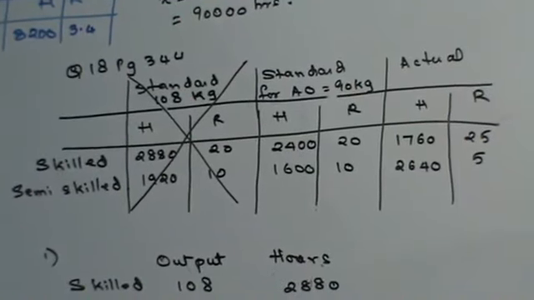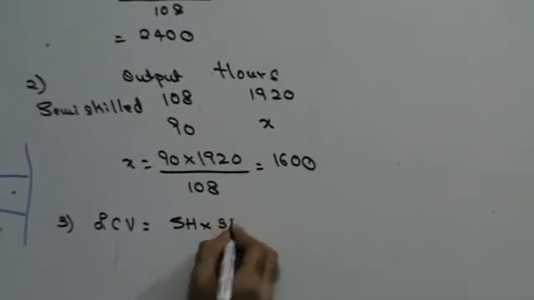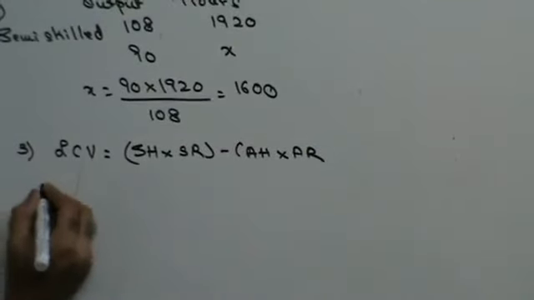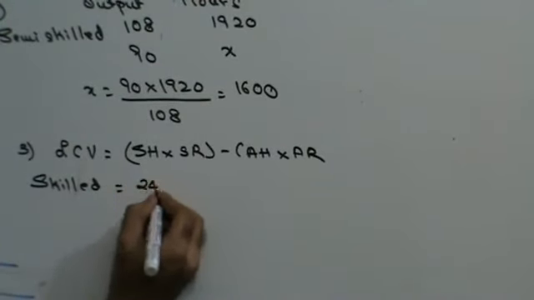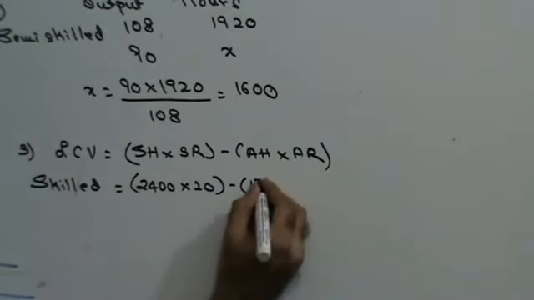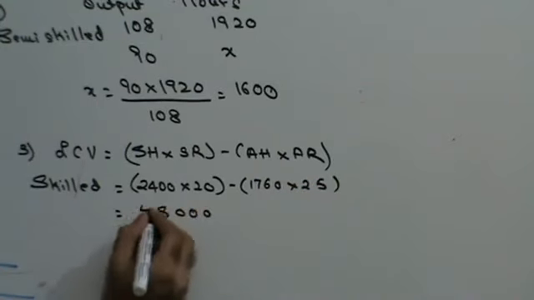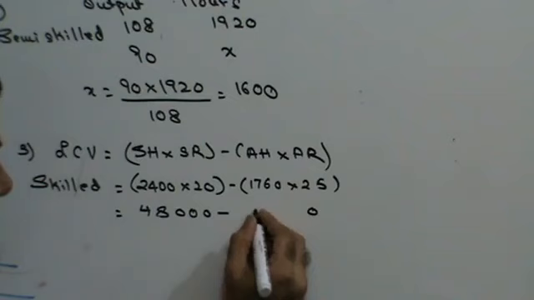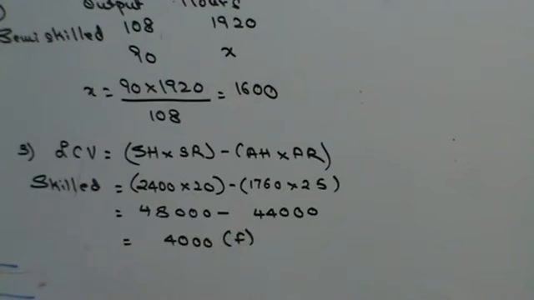First, let's find out the labor cost variance. Labor cost variance is SH into SR minus AH into AR, right? For skilled workers, it is going to be SH into SR, 2400 into 20 minus AH into AR, 1760 into 25. Someone please help me calculate this. 48,000 minus 44,000. 4,000. So this is 4,000 favorable, right?